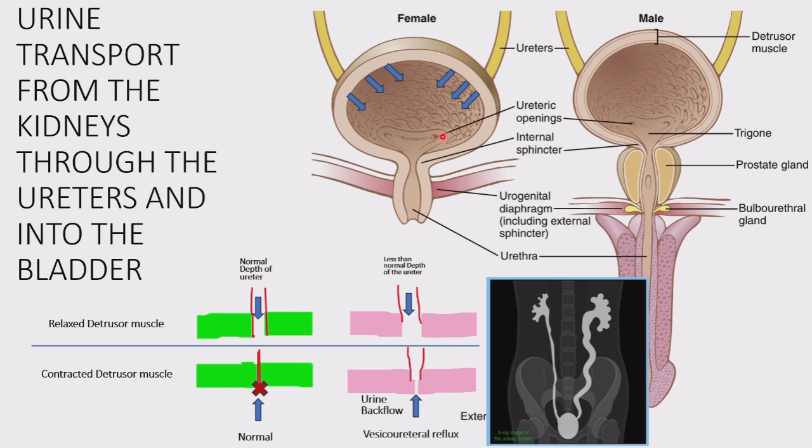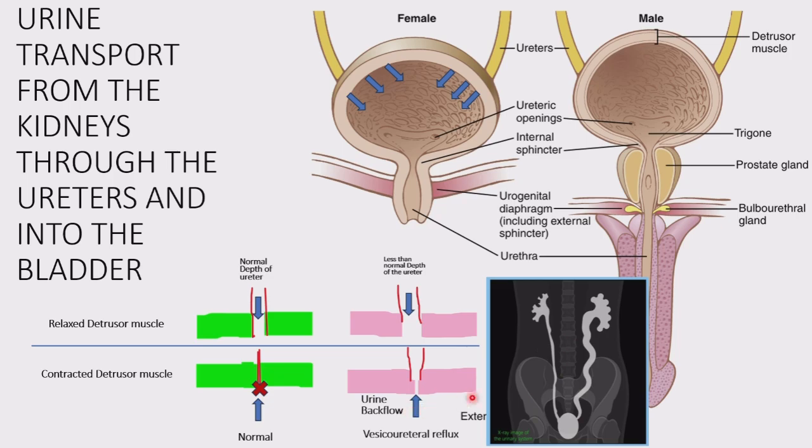Right. However, in some people, the distance that the ureter courses through the bladder wall is less than normal. That is why when the bladder contracts, it does not completely occlude the ureter. As a result, the urine in the bladder is pushed backwards into the ureter and back to your kidney during bladder contraction. This is known as vesicoureteral reflux. This condition enlarges the ureter and the pressure can damage your kidneys.